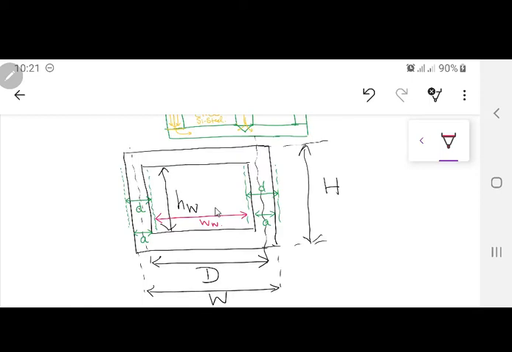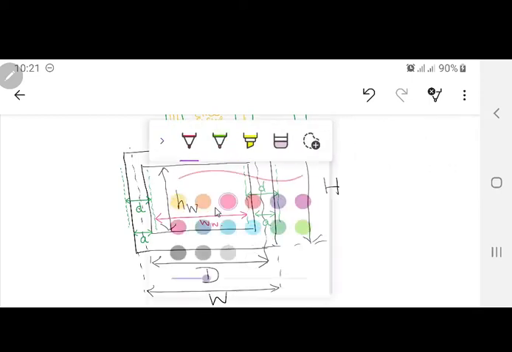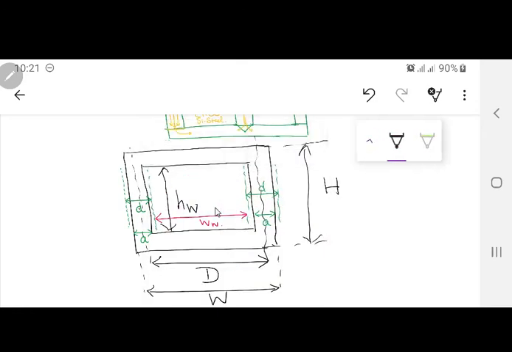Now based on these, for a single phase transformer, you can easily find out that your D, which is the total distance from the center of the limb to the other limb, is equal to what? If you see from here, this is equal to WW plus D. Agreed? If you see over here, D is the circumscribed circle, the cylinder which is being used, on which the windings are going to be done.